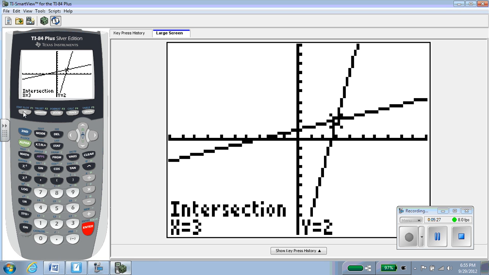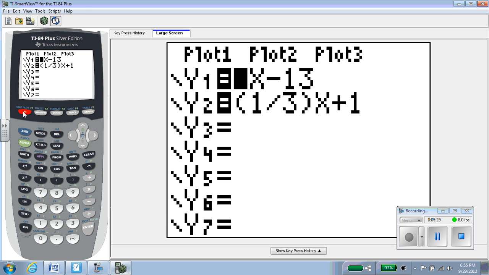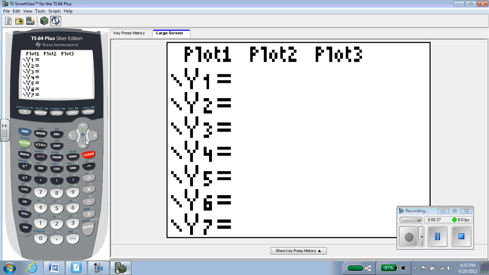Now let's go back to y equals. And we're going to clear. And then I'm going to arrow down and clear the second one. And then I'm going to go back up to the first one. New system. Y equals 3x plus 5. There's my x key, plus 5. And I can either arrow down or enter.